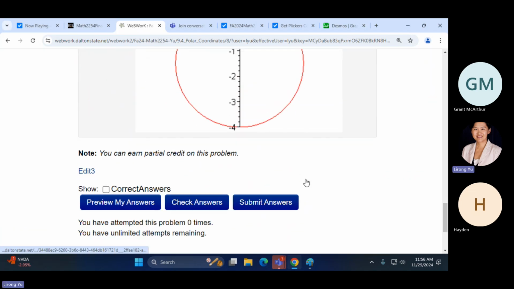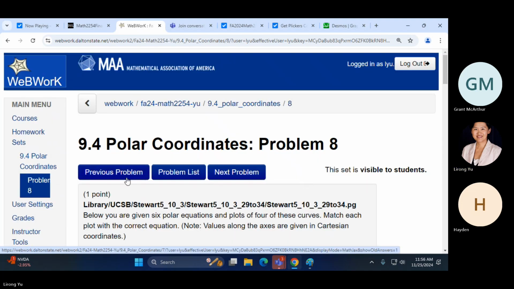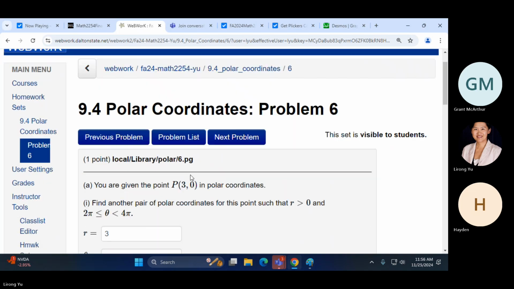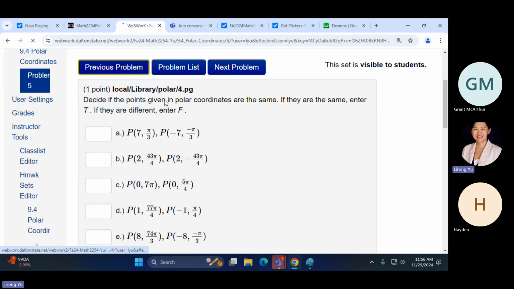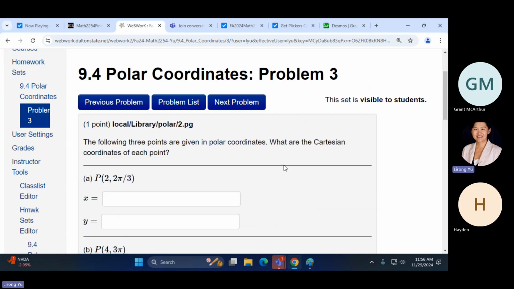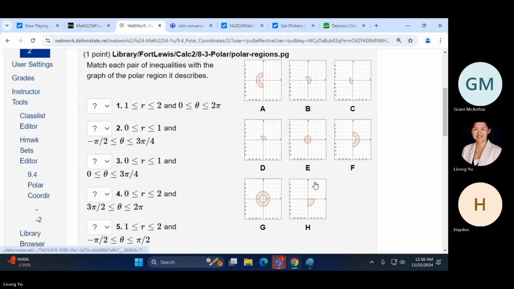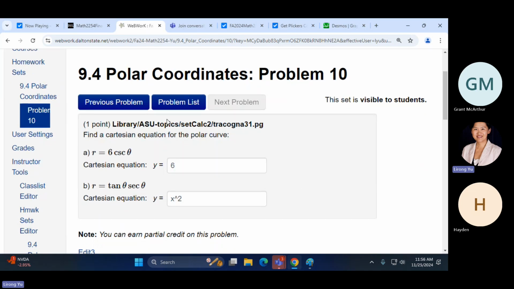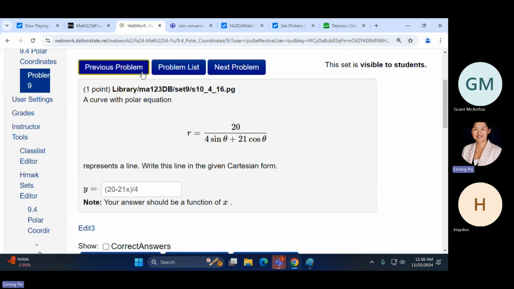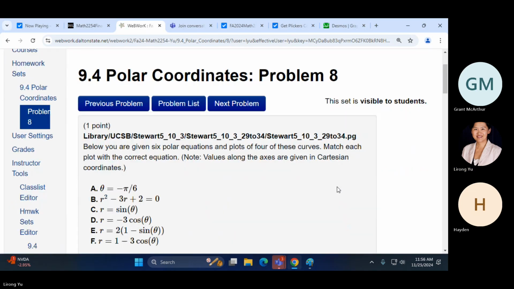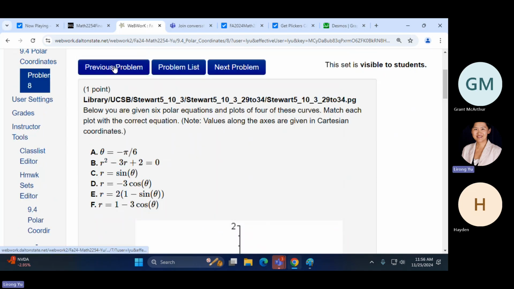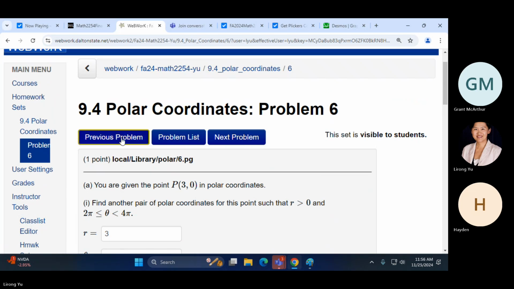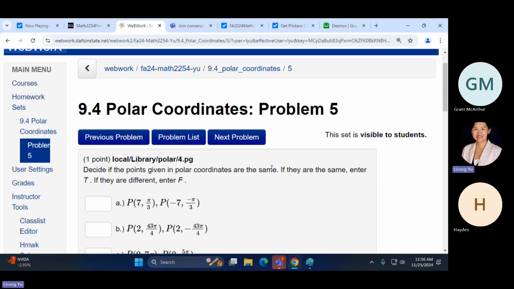There are a couple of questions that we did study the shape in 9.4, but not the name of the curve. Trying to look through these. Okay, so let's use question 10 or 9, or 6, 5, that kind of question.